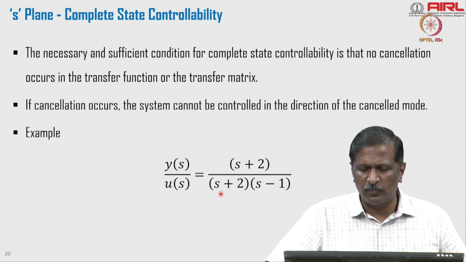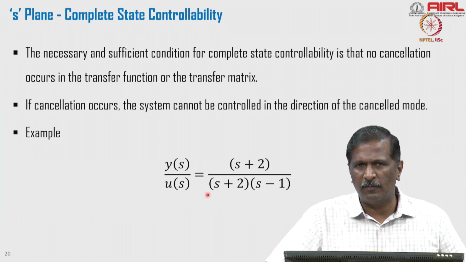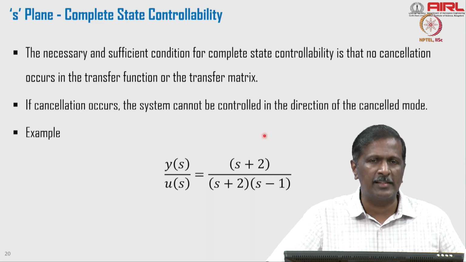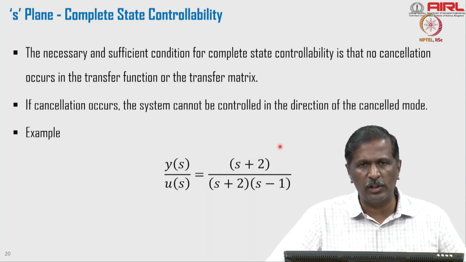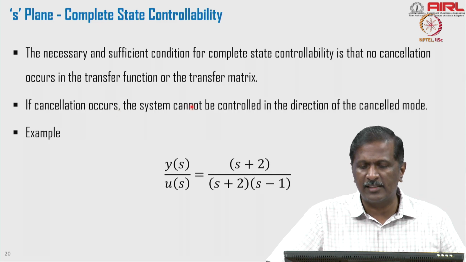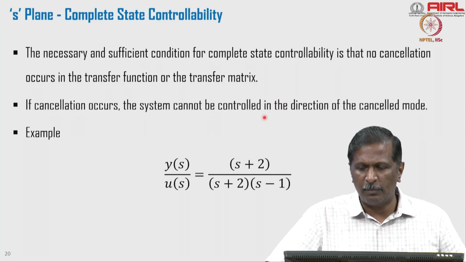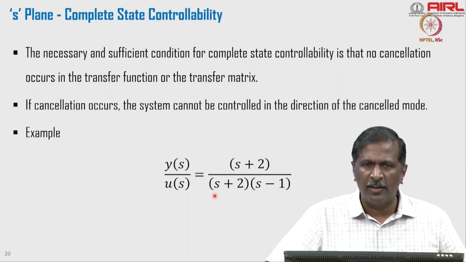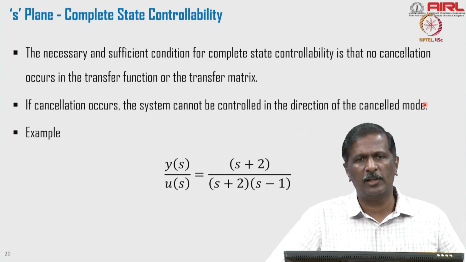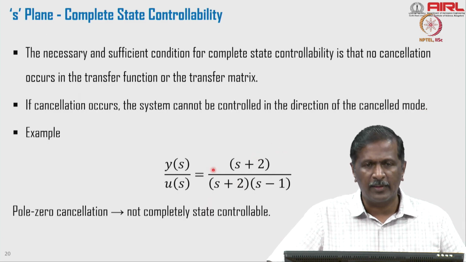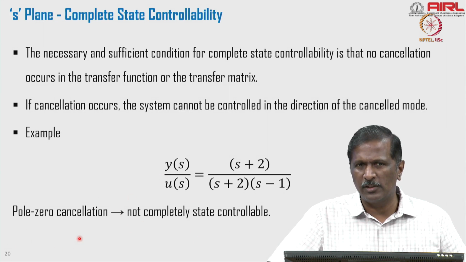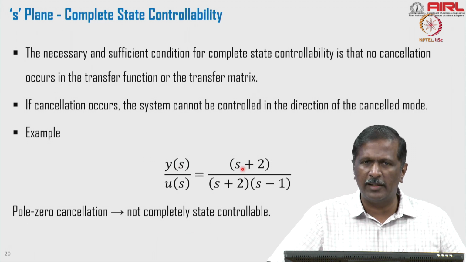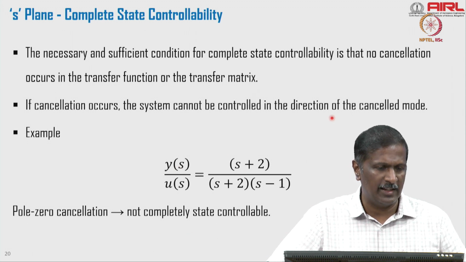You see here that this pole and zero are getting cancelled. Eventually what you get is y of s by u of s as a first order system. There is a pole zero cancellation taking place. If there is a pole zero cancellation, then the system cannot be controlled in that particular cancelled mode. This particular mode is not controllable at all. So one of the issues you have to take care of is pole zero cancellation. If you want to get complete state controllability, I don't want any pole zero cancellation.